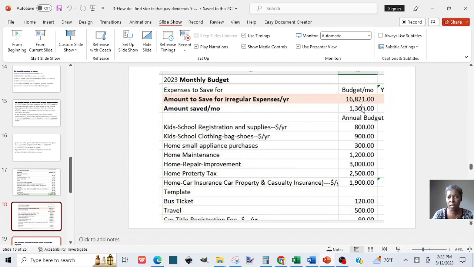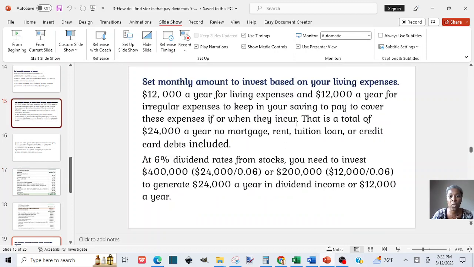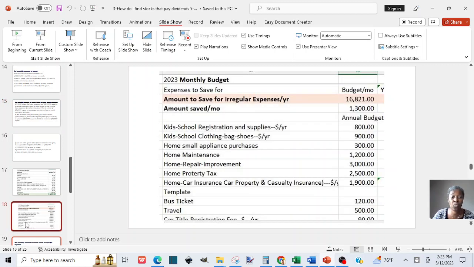So that 1,300 is irregular expenses that you need to save for every month, and the basic living expenses that you need is around $1,090 a month. And for simplicity purposes, we went with $1,000 a month. So if we choose $1,000 a month as your basic living expenses, and another $1,000 a month for irregular expenses, because this one has some wants added to it.